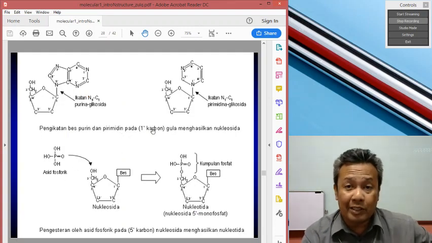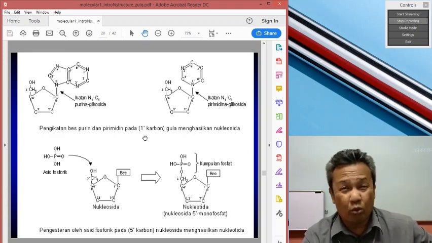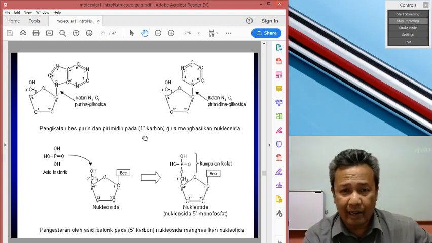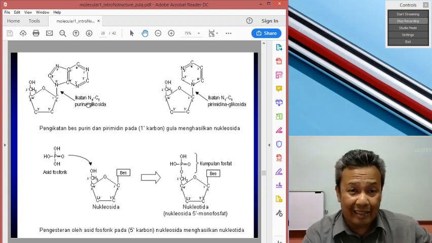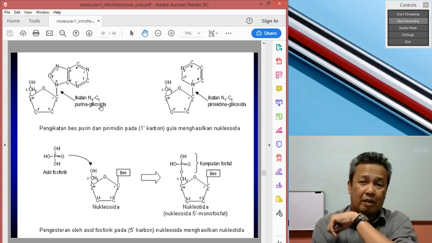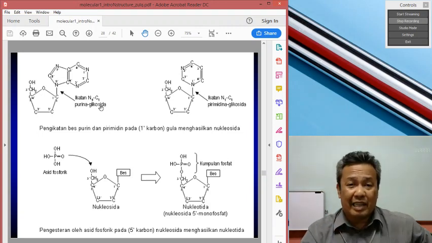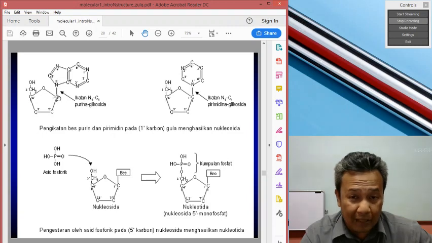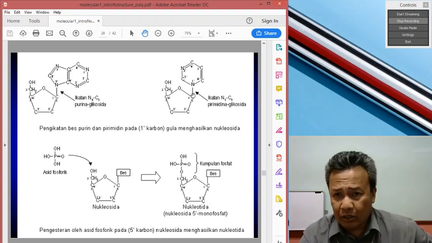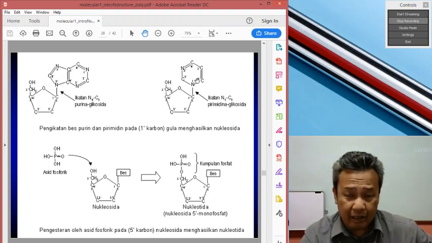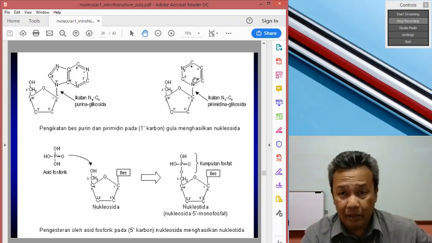Again, I apologize to the international students. This is from an old set of note slides that I forgot to change to English. But basically what it's trying to say is that the attachment of the purines and pyrimidines is to carbon number 1, and the atoms on the bases are also numbered.